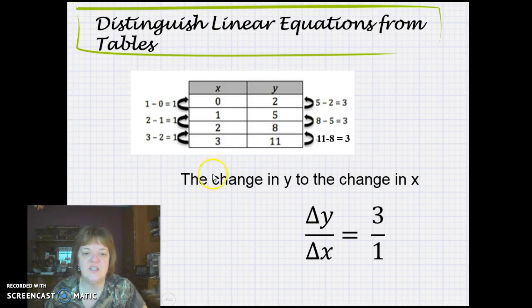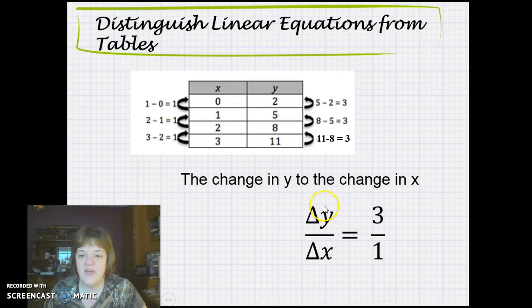So we're going to take the change in these variables. Okay, the change in x. Start at the bottom. 3 minus 2 equals 1. Going 2 to 1, again, from 1 to 0, the change is 1 again. So all of these are the same. The change from 11 to 8 is 3. From 8 to 5 is 3. And 5 to 2 is 3.